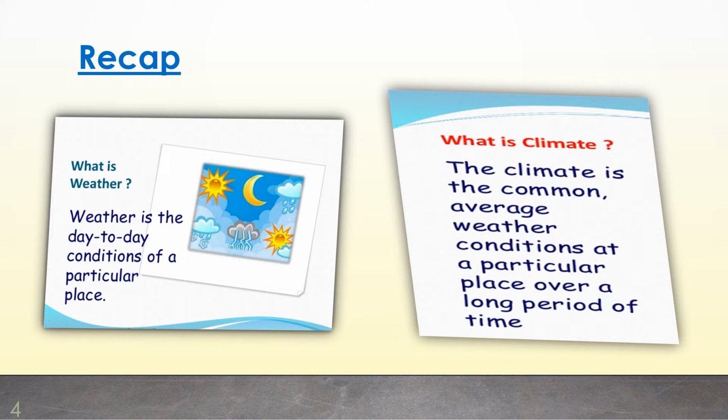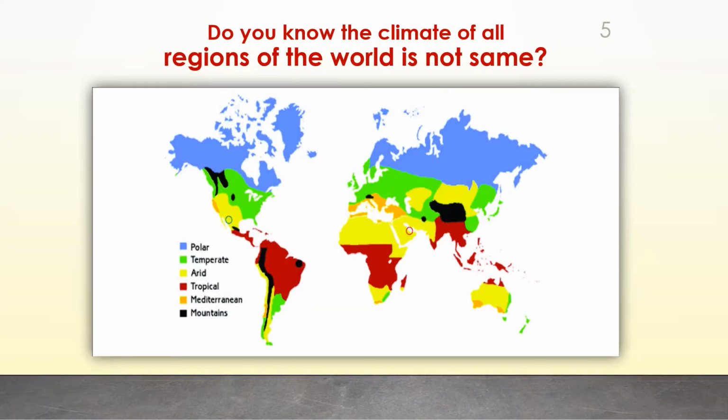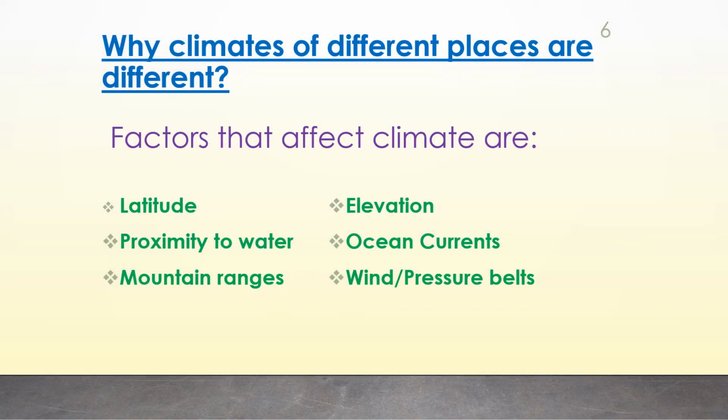long period of time. Dear students, do you know the climate of all regions of the world is not same? Yes, there are different climatic regions in the world, as shown and highlighted in the map. Here different colors highlight different climatic regions. There are various factors that result in different climatic regions in the world. Let's learn these factors. Why climates of different places are different.